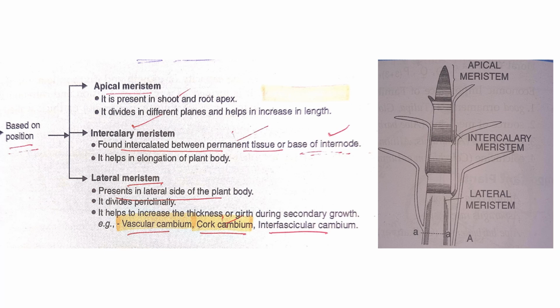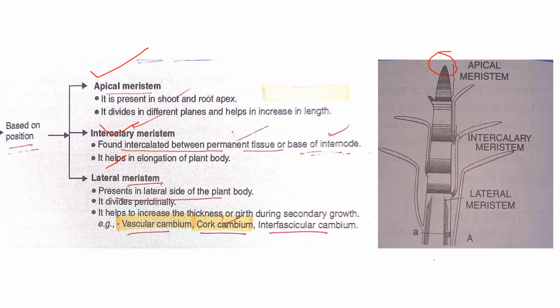Then based on position, it can be apical meristem, intercalary meristem or lateral meristem. Apical meristem is only found in the root apical meristem and shoot apical meristem. The terminal part of the shoot is the shoot apical meristem, and the terminal part of the root is known as the root apical meristem.